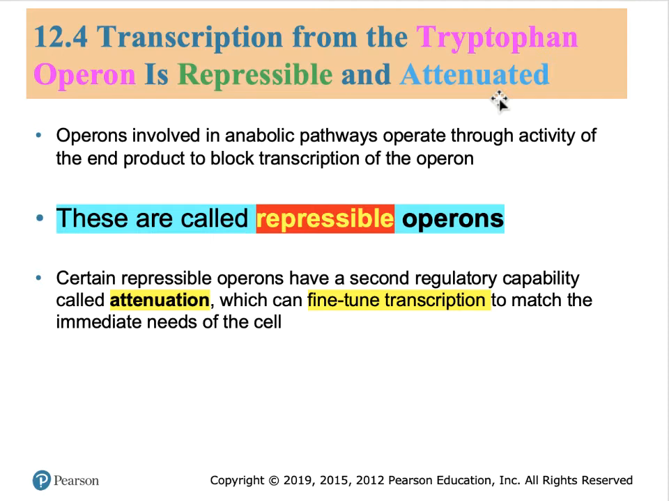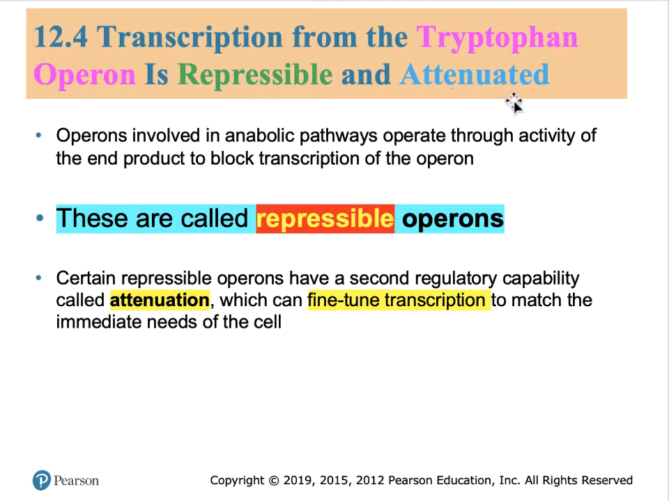If something is essential, then the chances are that pathway is normally on. But if the cell has enough tryptophan from other sources, i.e. importing it from your digestive system, then the bacterial cell can turn this system down or turn it off to save energy. And the last thing is, the tryptophan operon can be attenuated, and that means it can be finely controlled to suit the circumstances within the cell.